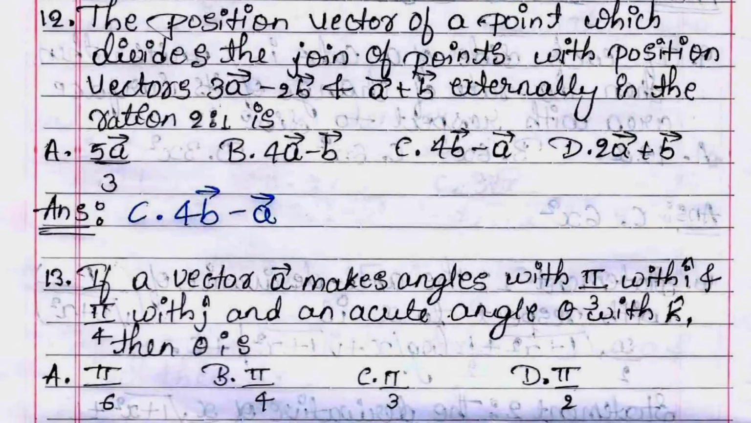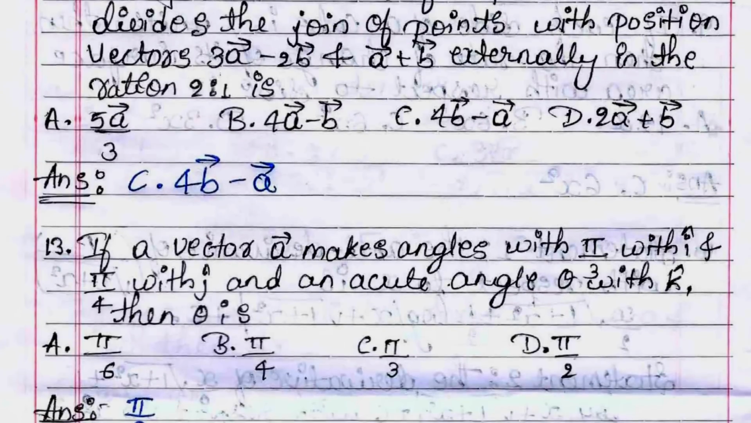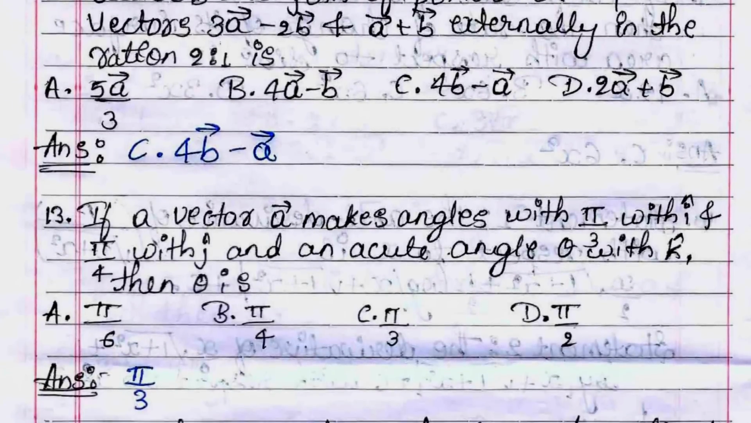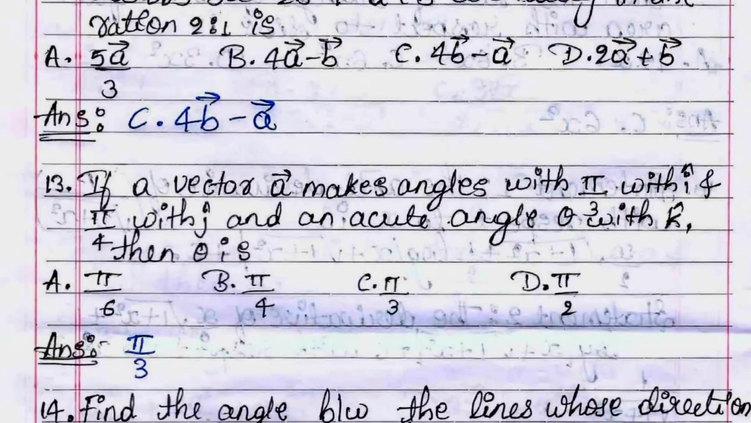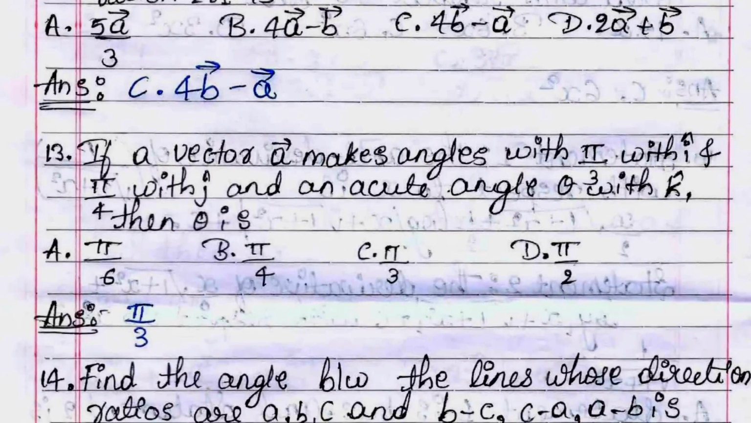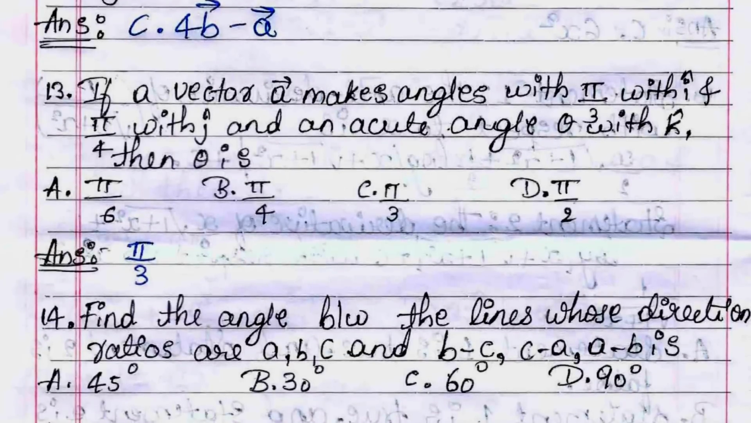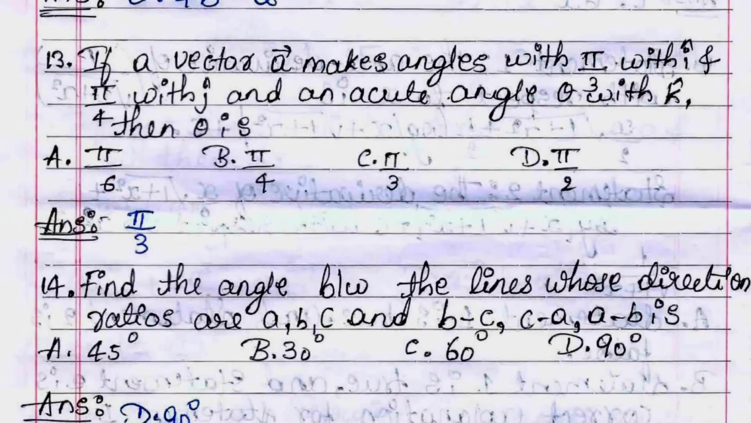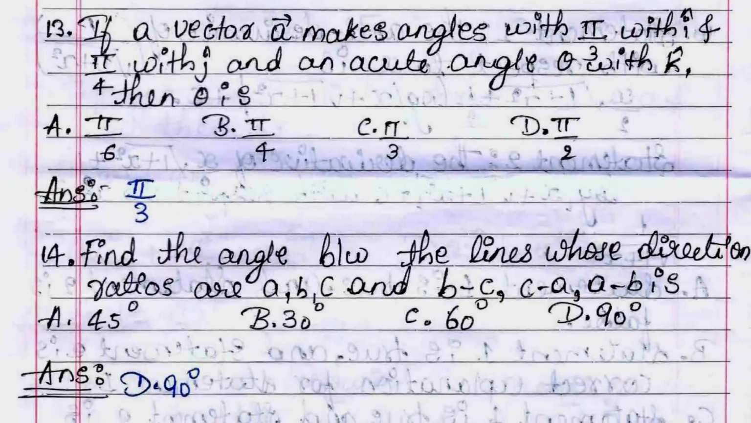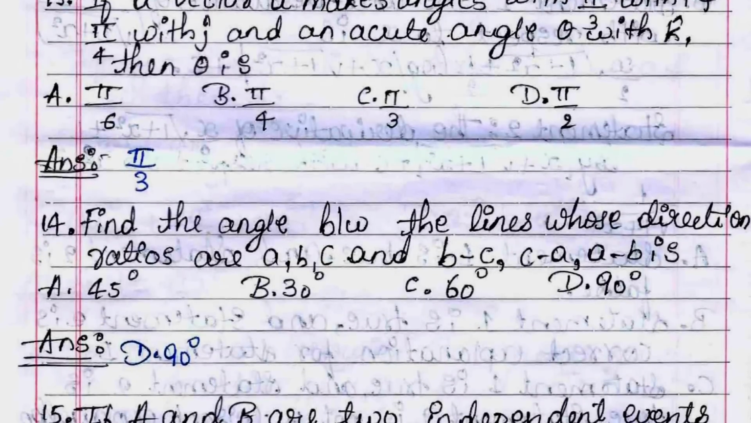13. If a vector a makes angle π/3 with i vector and π/4 with j vector and an acute angle θ with k vector, then θ is A. π/6, B. π/4, C. π/3, D. π/2, and the answer is C. π/3.